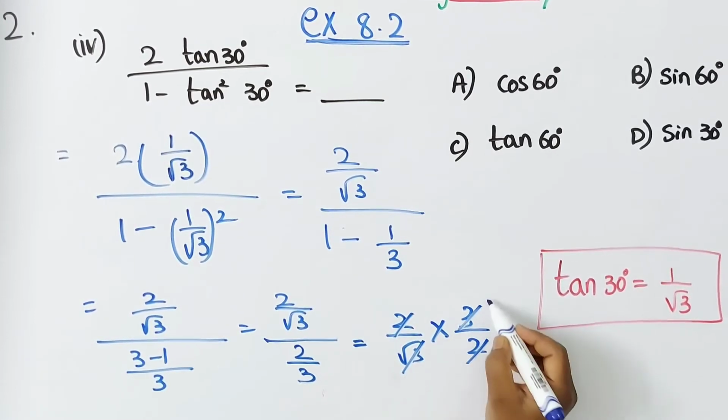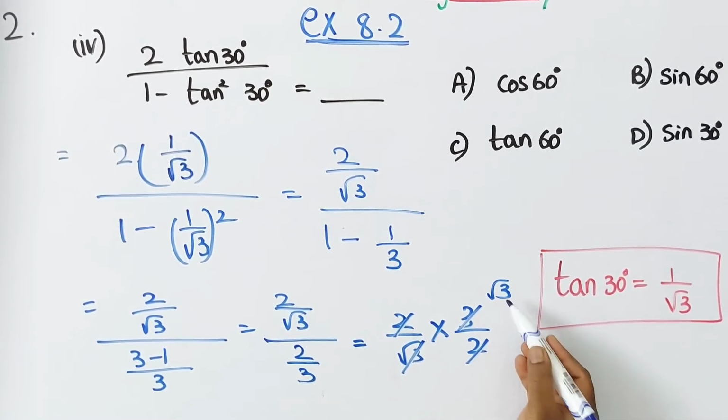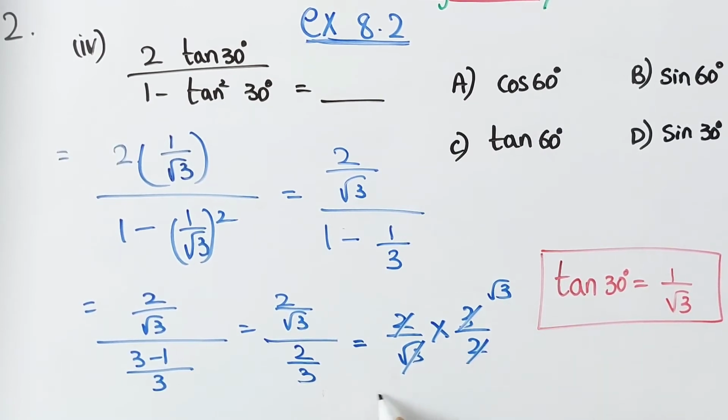Root 3 times root 3 is 3. Correct, because 3 I can write as root 3 into root 3. One root 3 will get cancelled. Another root 3 will be here. So what is the answer here? Root 3 is the final answer.